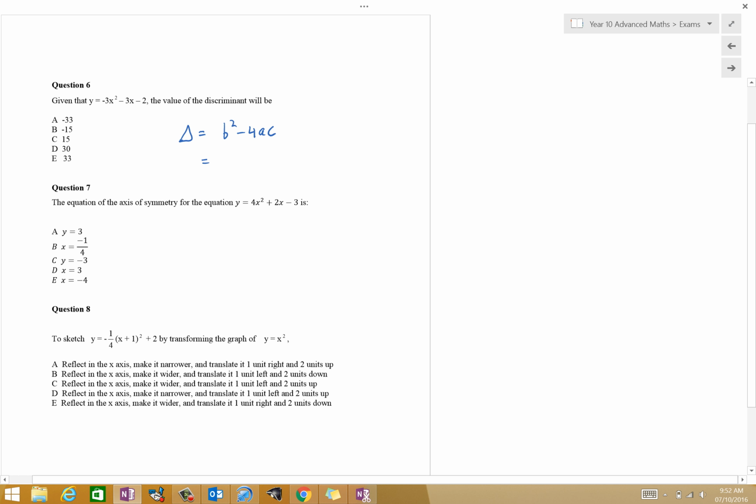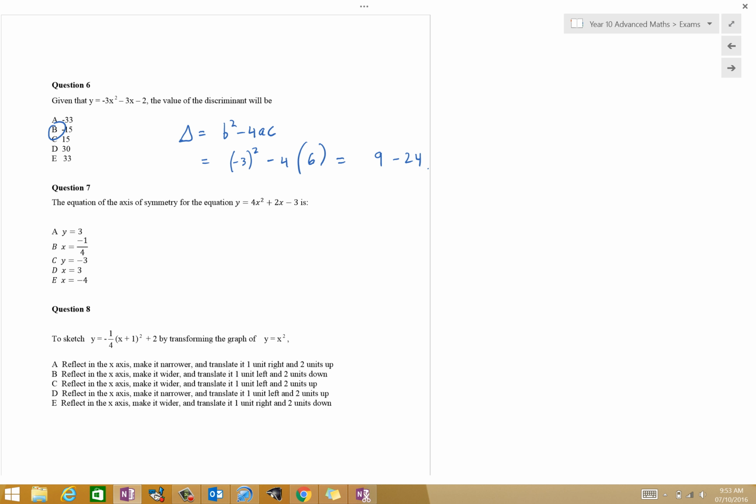So b squared minus 4ac. Now, of course, you can go ahead and put that in your calculator if you like. But I'm going to, now b is minus 3, so minus 3 squared, minus 4 in brackets a times c. Negative 3 times negative 2 is positive 6. So to be careful, negative 3 squared is 9, minus 24, so the answer should be minus 15. Would there be any solutions to that quadratic equation? No, there wouldn't, because the discriminant's less than 0.